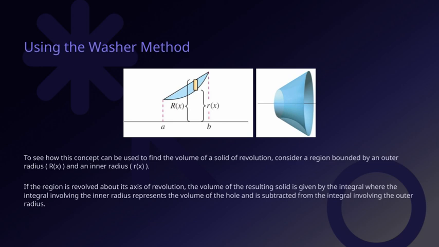When applying this concept, consider a region bounded by these two radii, outer radius r of x and inner radius r of x. This approach is called the washer method, and it's really powerful for dealing with solids that have hollow parts. Overall, this method helps us break down complex shapes into manageable slices, making the volume calculation much more straightforward.